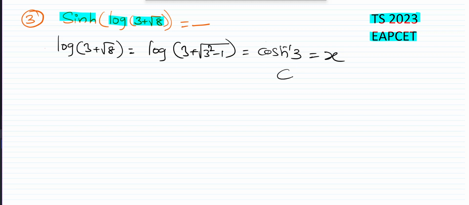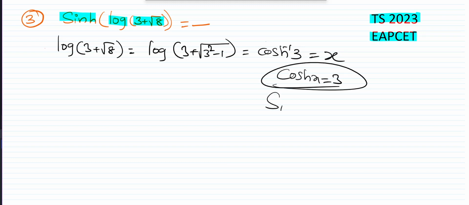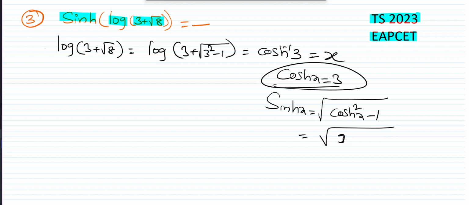So from this, the value of cosh x is 3. Now find sinh x. Sinh x is equal to under root of cosh square x minus 1. That is cosh square x is 3 square minus 1, 9 minus 1 is equal to root 8. Root 8 is equal to 2 cube whole to the power of 1 by 2. That is equal to 2 to the power of 3 by 2.